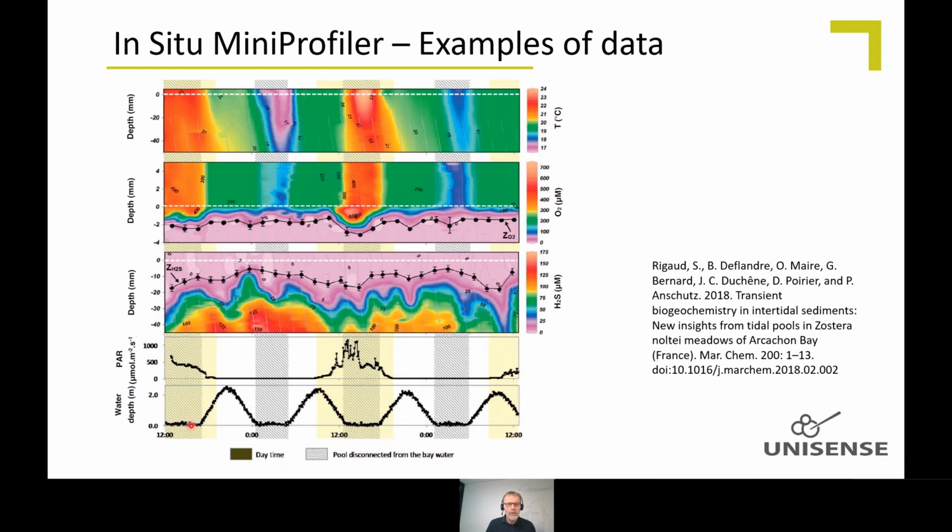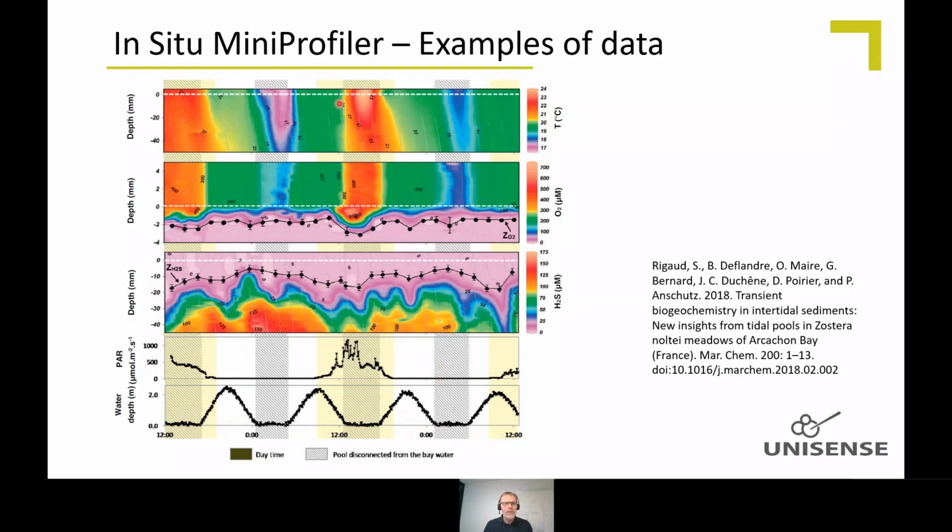Start down here, this is the water depth. So you see there's high tide and low tide and high tide. And the period with low tide, that is when the tidal pool is isolated, so it becomes a pool. In the other parts, it's in connection with the water flowing around. The next here shows the light intensity. So in the yellow areas, there's light. In the white areas, there is darkness.